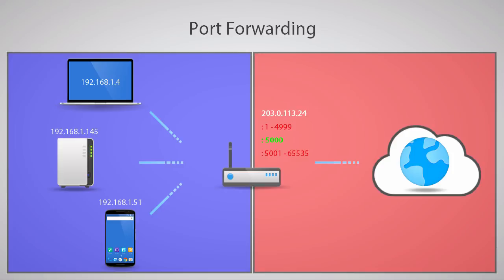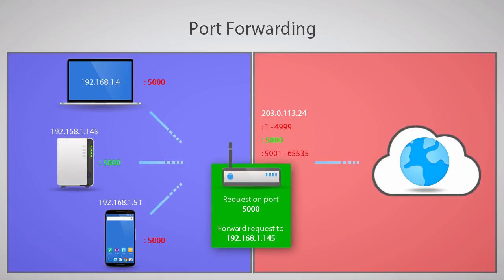In our earlier demonstration, we forwarded port 5000 to the NAS at 192.168.1.145. This means that the router has a rule that WAN connections on port 5000 should be directed to port 5000 on the device at 192.168.1.145, not to any other LAN device that may be running a service on port 5000. The rest of the ports between 1 and 4999, as well as the ports between 5001 and 65,535, are still inaccessible from the WAN. For each service running on ports other than 5000, we'll need a new port forwarding rule.